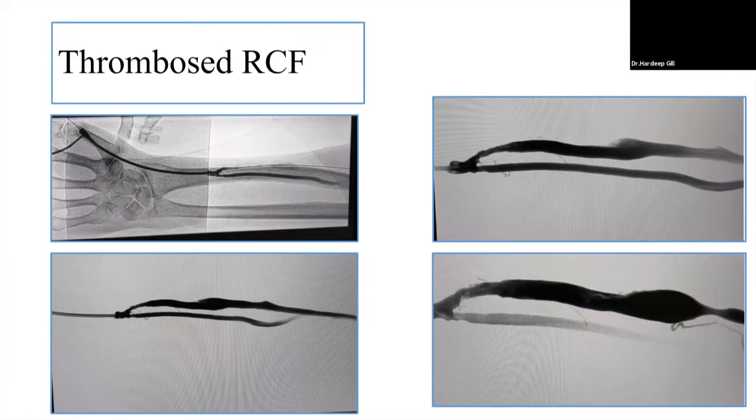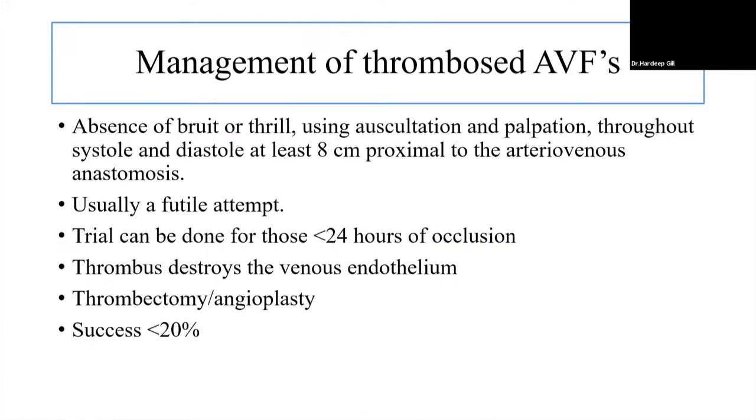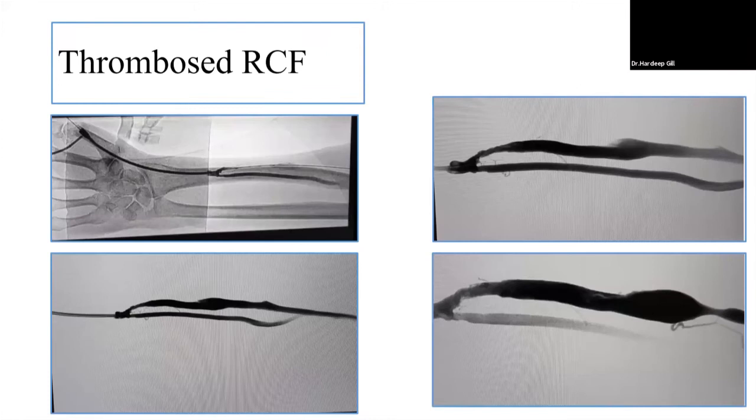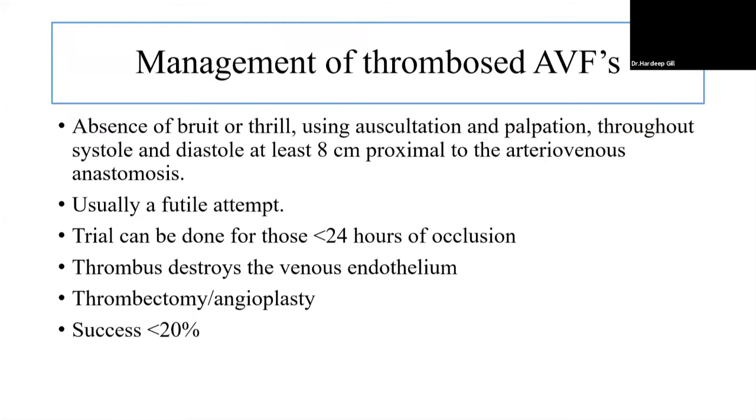Post-procedure, there was an excellent thrill in the fistula, but the following day there was no thrill. So we did whatever had to be done. We lysed the thrombus and angioplastied the culprit lesion, and there was no other lesion that could have caused thrombosis, but it still thrombosed the following day. It's one of the reasons why we are now moving away from trying to do a thrombectomy or thrombolysis of AV fistulas once they have occluded.